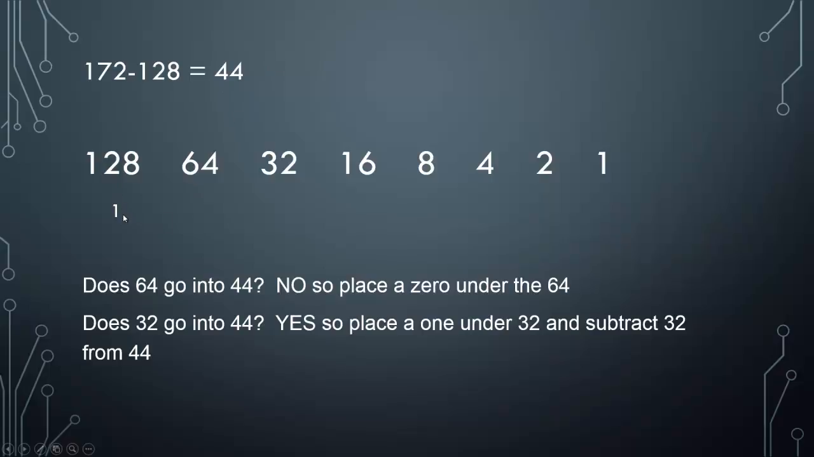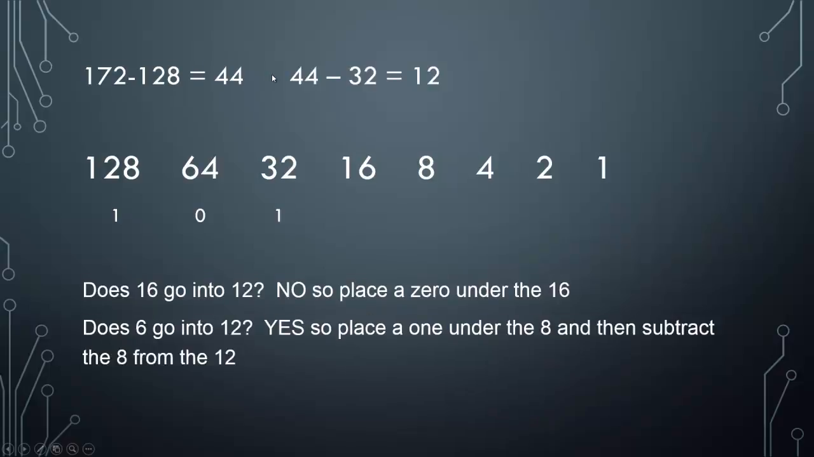So I put my 1 underneath 128, and then I move on to 64. Does 64 go into 44? Well, the answer is no. So I'm going to place a 0 here. And then I move on. Does 32 go into 44? Well, the answer is yes. So I place a 1 here, and then I subtract 32 from 44 to get the remainder. So I subtract 32 from 44 and find out I have 12 left.